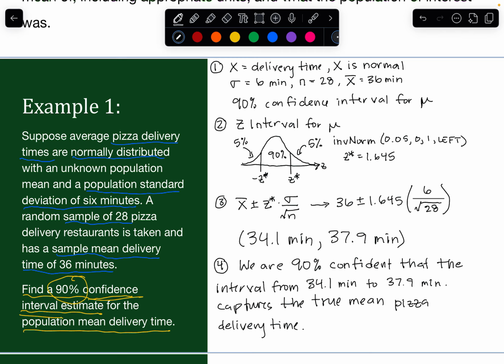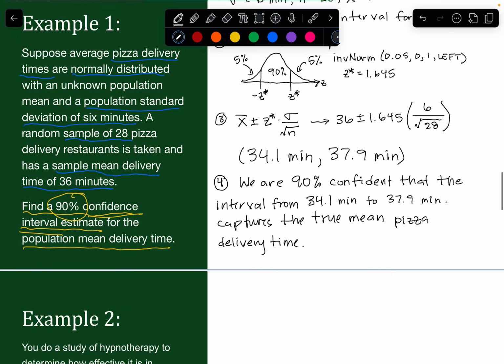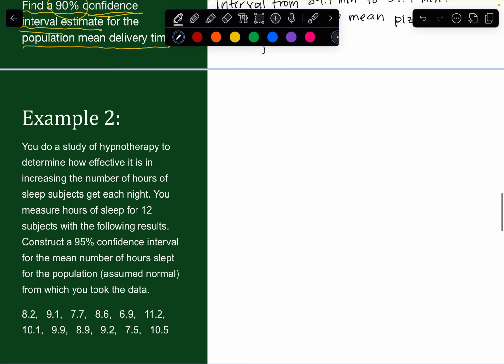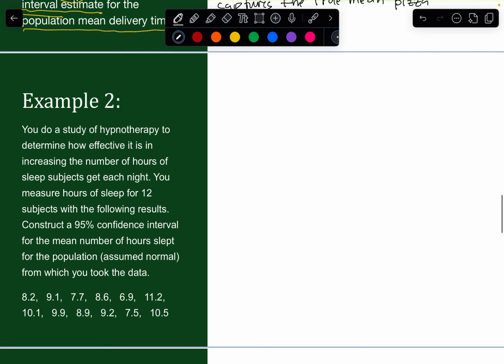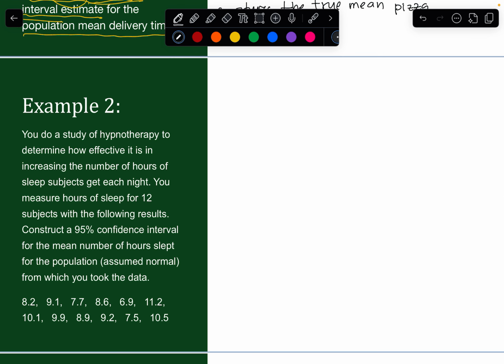I'm going to do the next couple a little bit quicker, just because we've seen it long form and I want to do these examples a little bit faster. So moving on to example 2, I'm going to write as I read. So it says, you do a study of hypnotherapy to determine how effective it is in increasing the number of hours sleep subjects get each night.